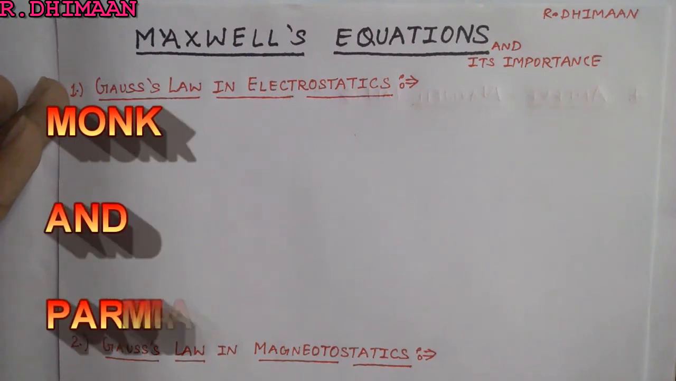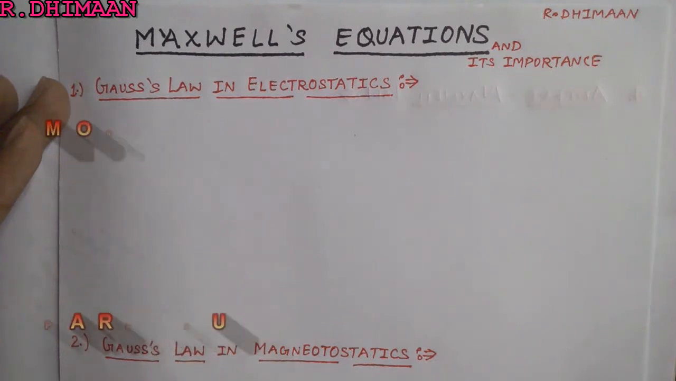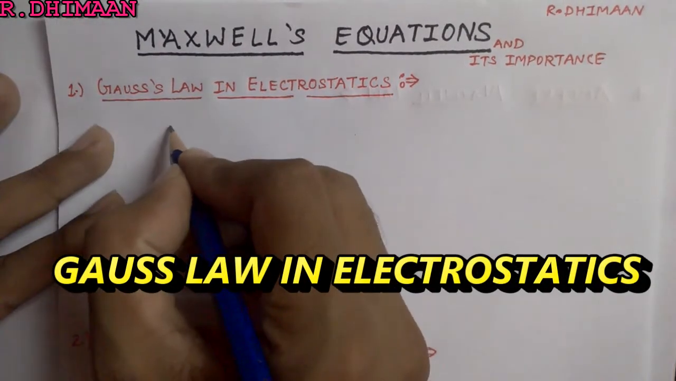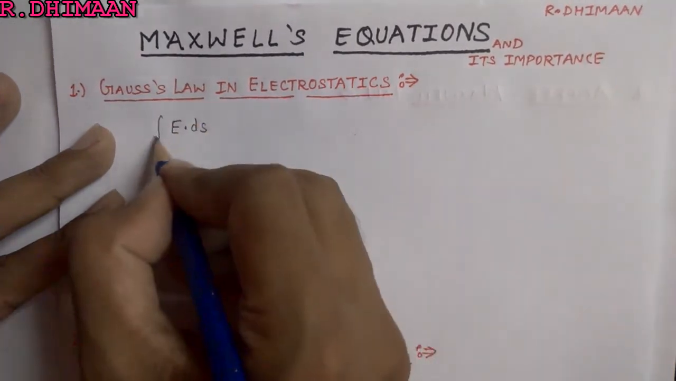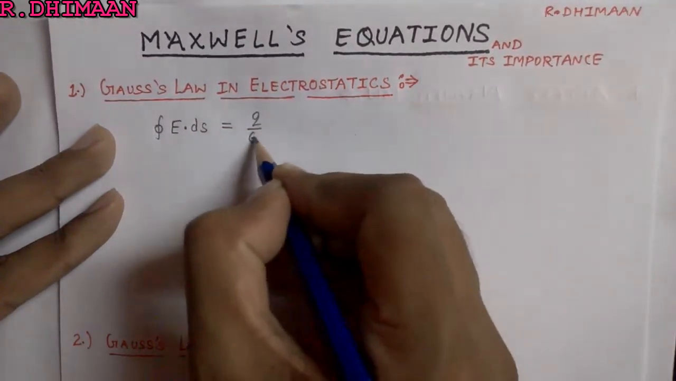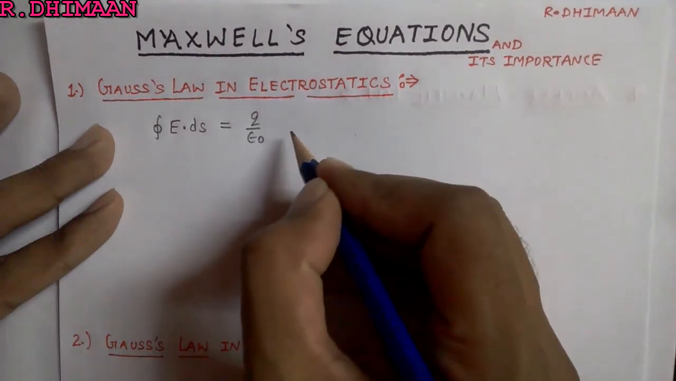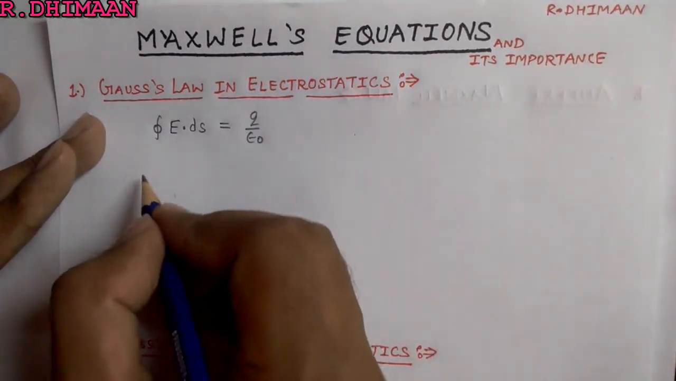Today we are going to study Maxwell equations. First of all, we have Gauss law in electrostatics. In Gauss law, we know that the surface integral of electric field through any surface is given by Q upon epsilon naught, where epsilon naught is the permittivity of free space. And this equation is used for many things.